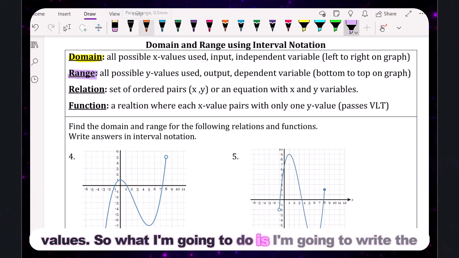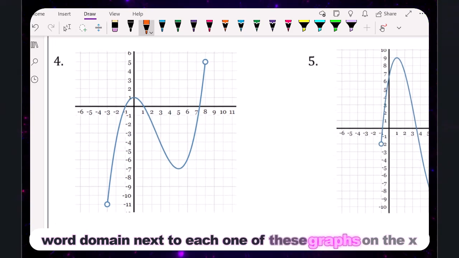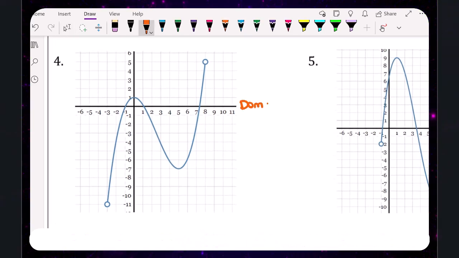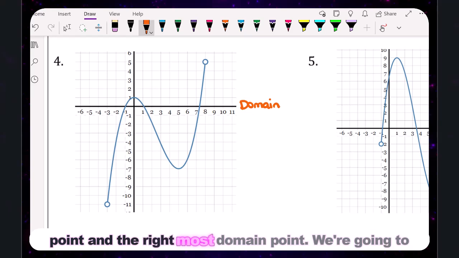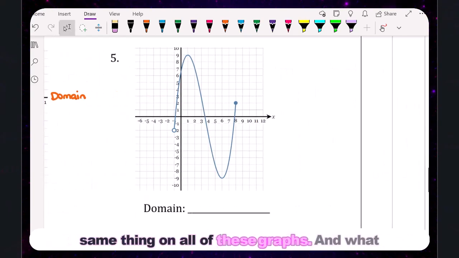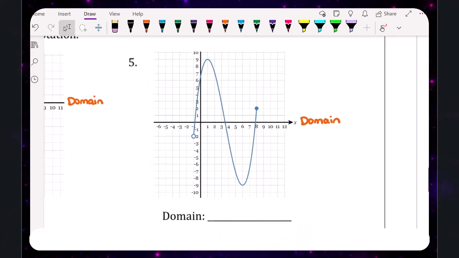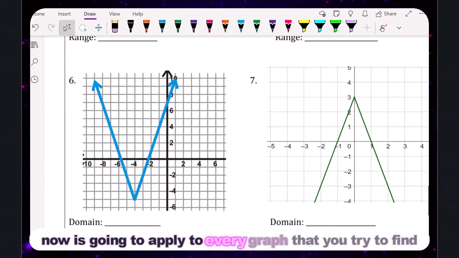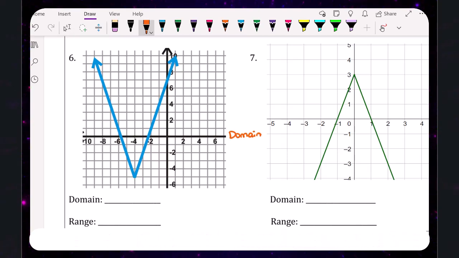So what I'm going to do is write the word domain next to each one of these graphs on the x-axis. Domain. So we've got to figure out exactly the leftmost domain point and the rightmost domain point. We're going to do the same thing on all of these graphs. And what I'm teaching you right now is going to apply to every graph that you try to find the domain and the range of.